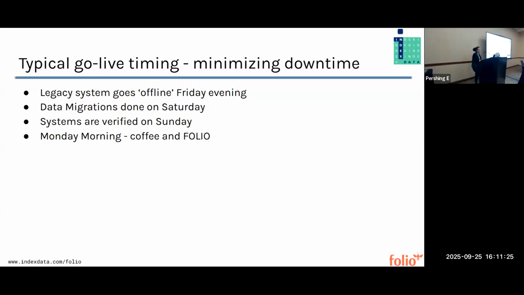The first is the sort of weekend strategy, and people like this because it minimizes downtime, right? So your legacy system goes offline on a Friday evening. So you do your work during the day on Friday, and then you go down, and no one does any circulation over the weekend. The actual data migration is going to be done on Saturday. Your systems are going to be verified on Sunday, so your staff are going to be in there doing their essentials tests once again. And then on Monday, you have coffee and folio and life continues and it's no big deal.